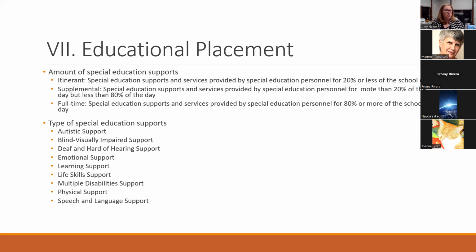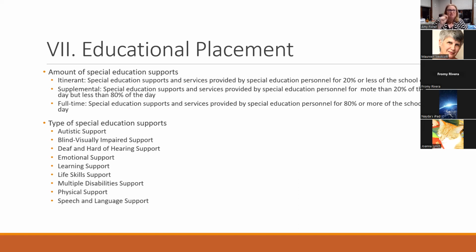Educational placement will determine two things, and these are both listed in the IEP: the amount of special education support and the type of special education support. The amount of special education support can be itinerant, which is 20% or less of the school day provided by special education personnel. Supplemental, which is more than 20 but less than 80, so that's supplemental special education, or full-time, which is special education supports and services provided for 80% or more of the day.